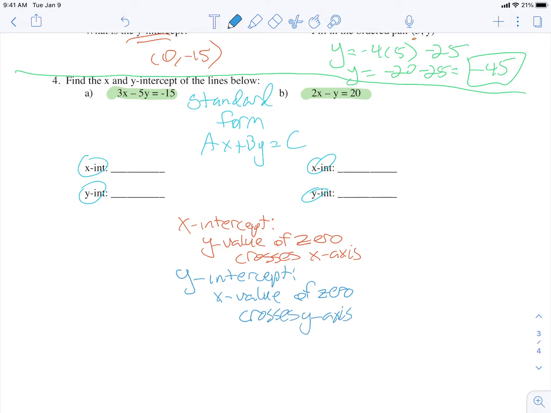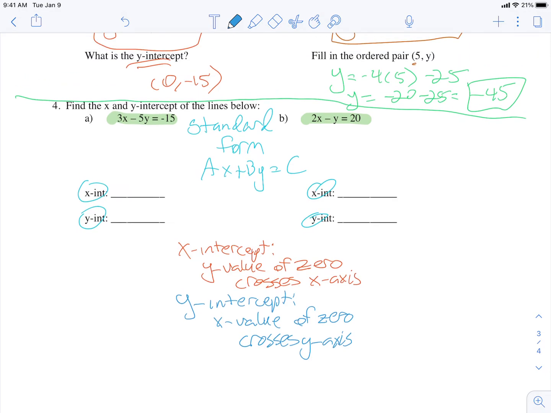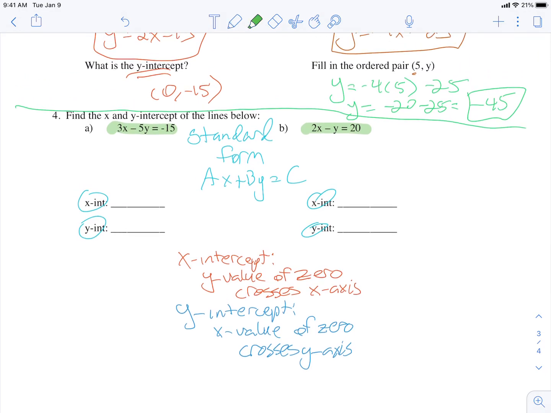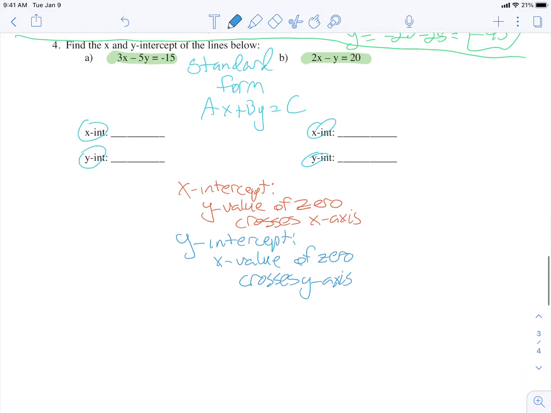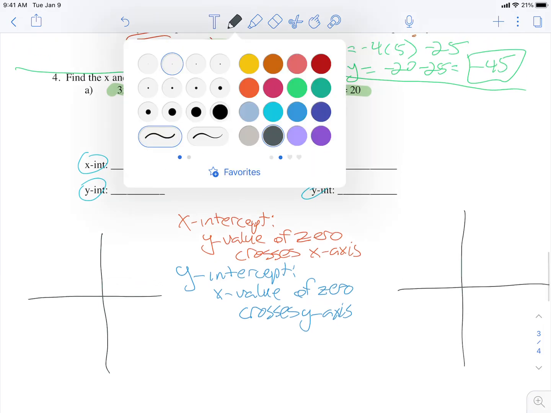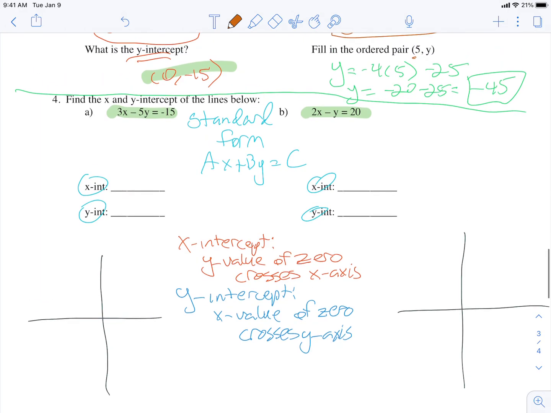And that's why every single time that I write a y-intercept, I always put 0, comma, whatever, because the x value is 0, like I did up here, 0, comma, negative 15. If I want to graph this, I could graph it using intercepts. And in order to find these intercepts, I just substitute y for 0 to find the x-intercept and x for 0 to find the y-intercept. So, just a little organized chart here, x-intercept, y-intercept.